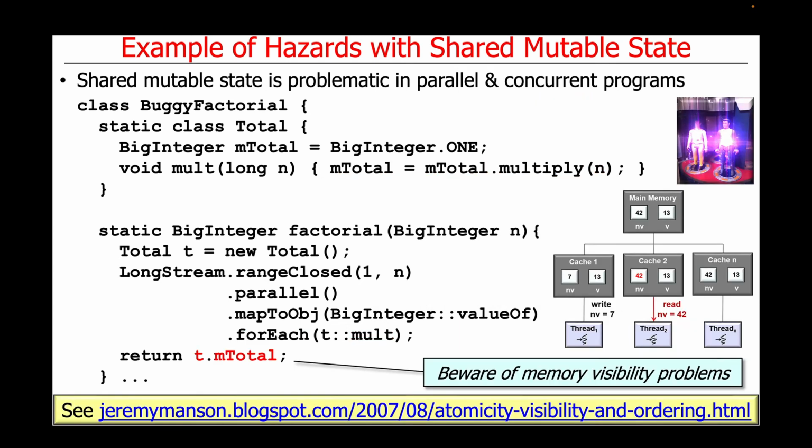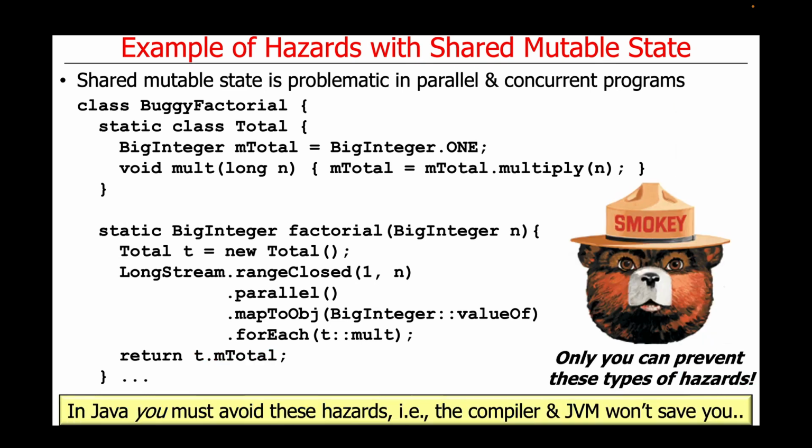There's another subtle problem here as well having to do with memory visibility, where the mtotal field is then returned as the result, but that itself is not protected by any form of synchronizer, so we could have issues with the memory not being visible from one cache to another in a multi-core processor. That's an even more subtle problem, but a problem nonetheless.